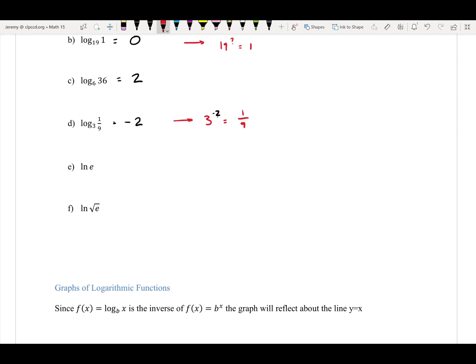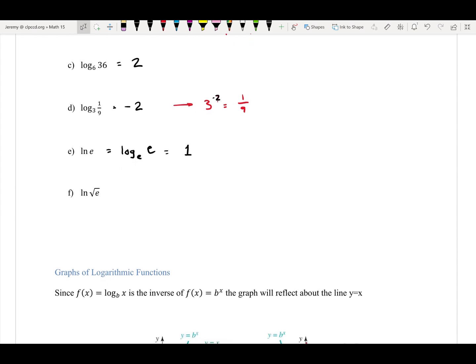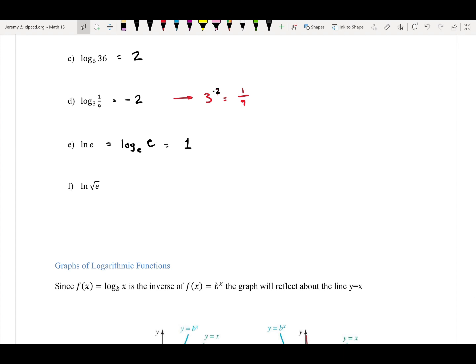How about natural log of e? So we might have to remind ourselves, the natural log, that's just shorthand for log base e of e. This is asking us e to what power equals e. That's just going to be 1. All right, so don't get too scared when things go in terms of natural logarithms and e to the x. We can still get pretty reasonable, simple answers to these expressions.